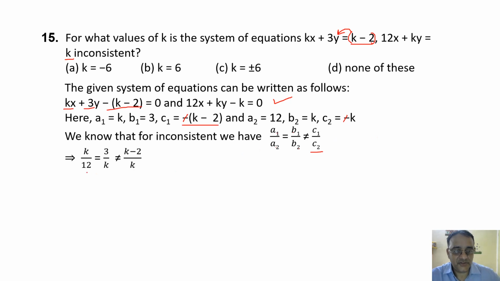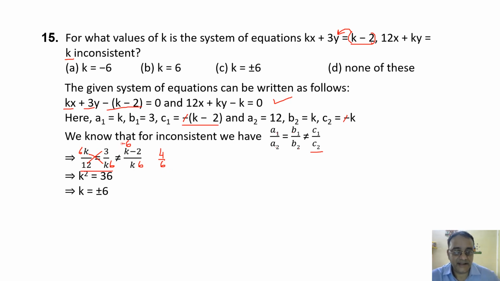So I'm taking these two. Right? So what we are going to get, k square is equal to 36. So what is the value of k? Plus minus 6. But what we have to do, we have to check by substituting here also. See, when we substitute 6, what do we get? 4 by 6. 4 by 6 is 2 by 3. See, 6. So actually 1 by 2 should come. That means 6 is correct.